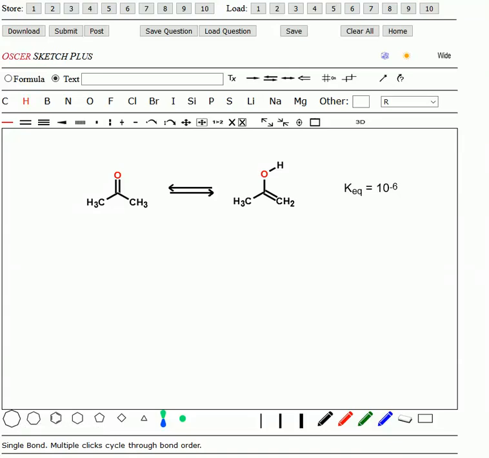In this video, we're going to look at the keto-enol equilibrium. Now, what does that mean? This is a ketone. This is a molecule called an enol, which is a double bond with an OH on it. For short, we call this keto, and we call that enol. The equilibrium between them is the keto-enol equilibrium.